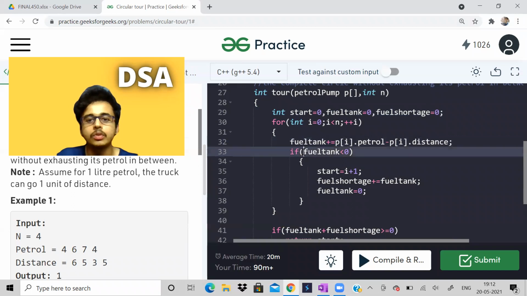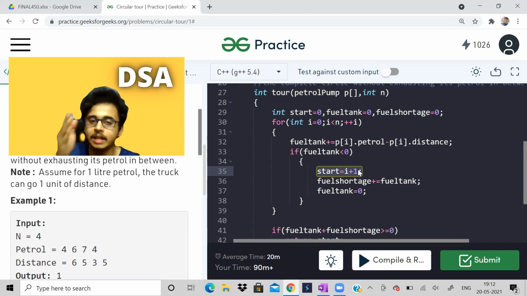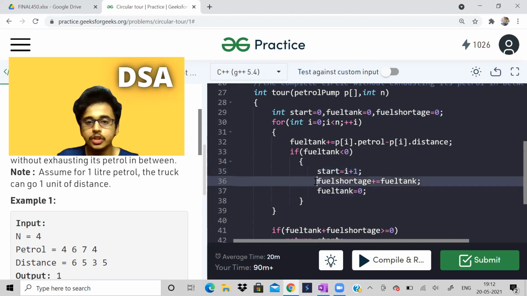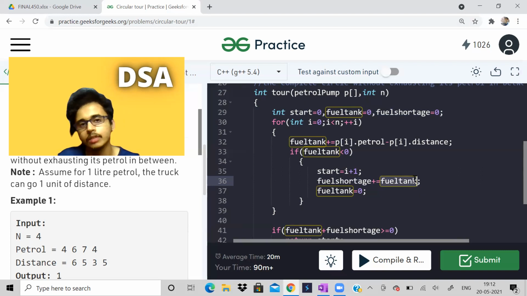But if at all this fuel tank becomes less than 0, then I immediately make start equal to i plus 1, because I know that starting point cannot be anything less than that value. I have already explained this. Please rewind the video as to why this is true. And now fuel shortage, how much was the shortage? That shortage amount will be how much ever is there in the fuel tank only.